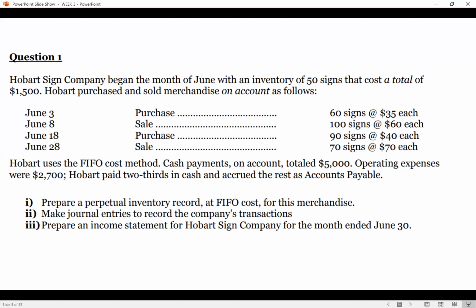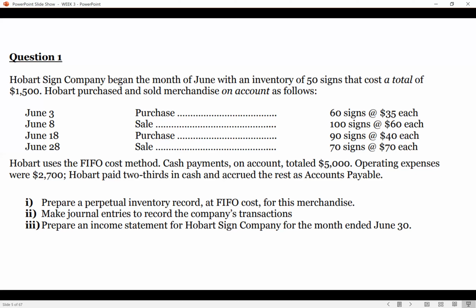Below, we're seeing different dates within the month of June where he purchased and he sold items, right? Next, it says Hobart uses the FIFO cost method. So we know, okay, first in, first out. So the first set of inventory on hand is what we're going to be selling first. Additionally, cash payments on account. So he made payments on account for things that he owed prior of $5,000. Okay, so there we might need to do a journal entry for that.